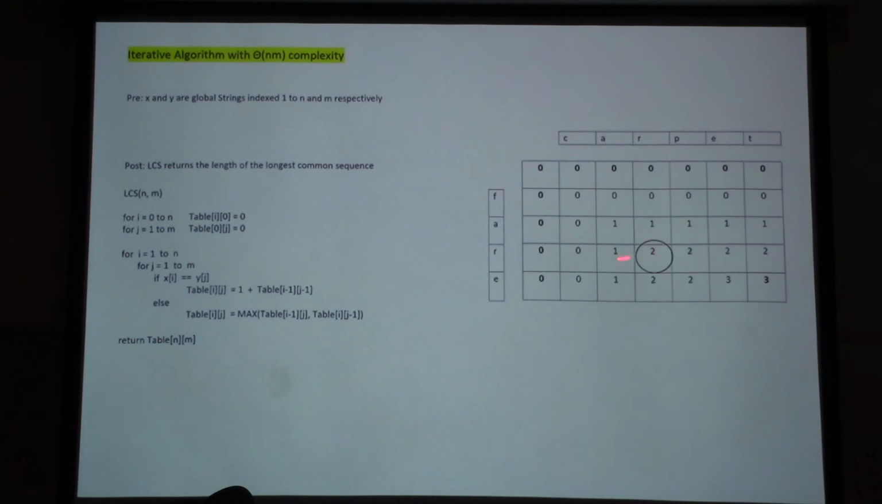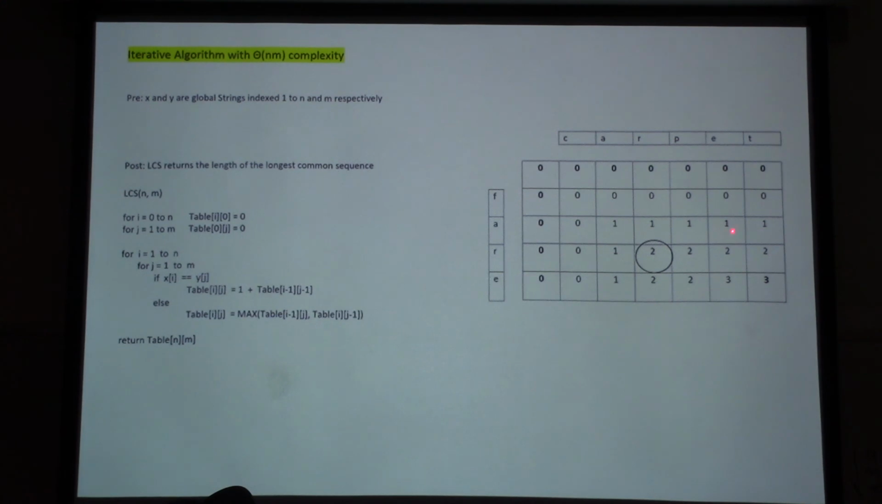Now I'm going to go to this character. R matches R. Therefore, I'm going to say it's equal to 1 plus whatever. So CAR and FAR is 1 plus whatever was FA and CA. Get it? And that's why this is a 2. And this is 2 because this is not a match, but we already had a 2 here, so we just proceed. And this is a 2 because this is not a match, and we had a 1.